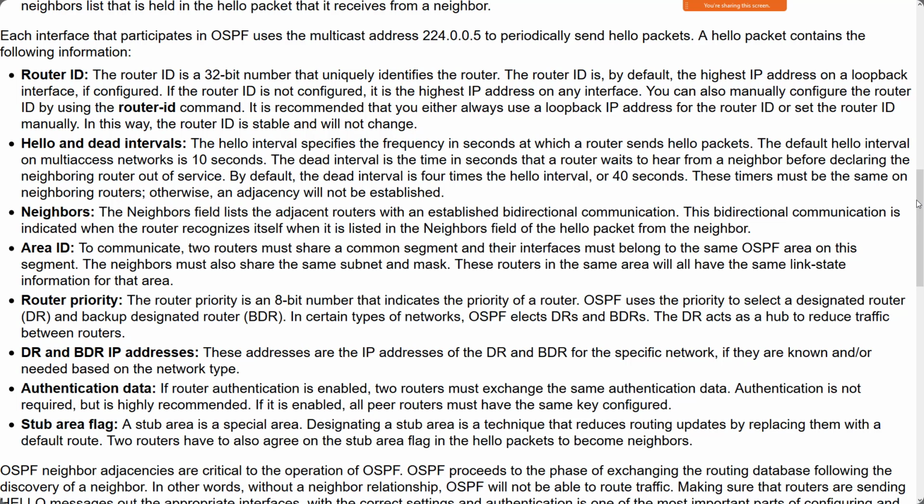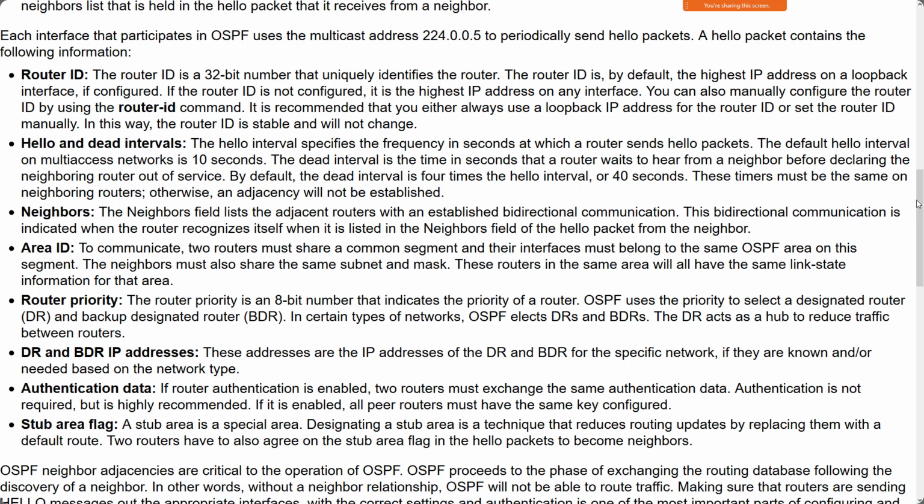So they're not exchanging routes directly with each other. Just because you're adjacent does not mean you're exchanging information. I just want to make that clear. A neighbor is anybody that shows up in your neighbor list within the hello packet.